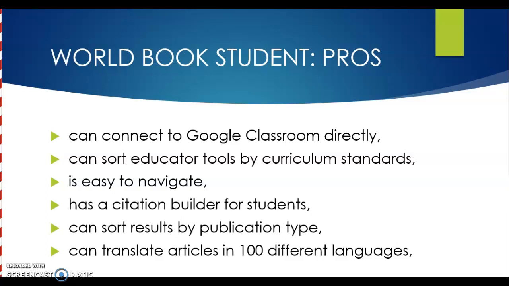You can sort results by publication types like images, articles, videos, maps, lots of different publication types. You can translate the articles in over 100 languages. And that's helpful for you if you are learning English and you really need to hear it in your own language first to get the main idea and then maybe look at it in the English to make some connections to vocabulary.